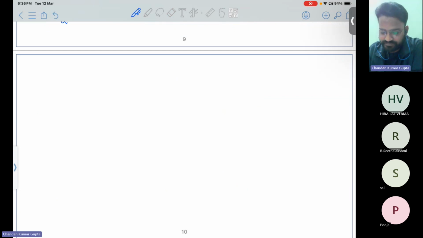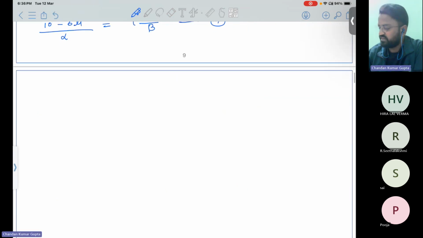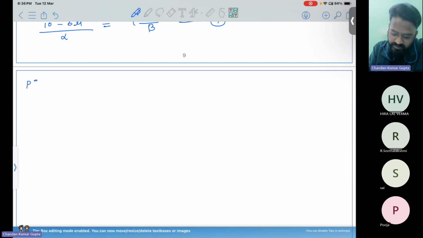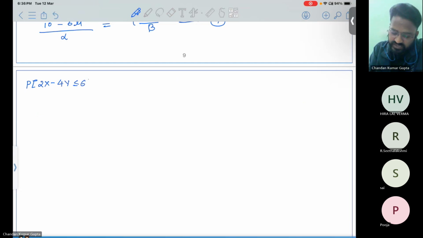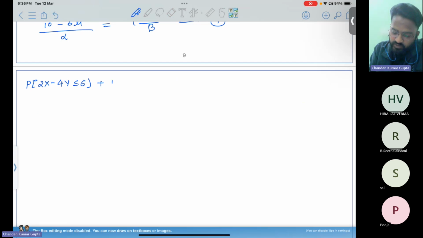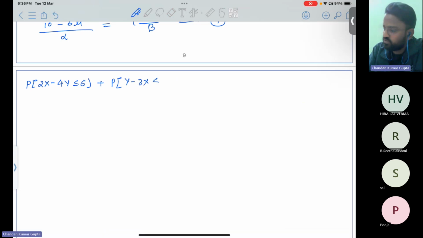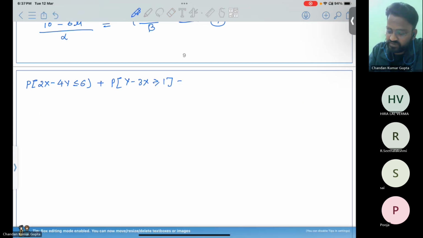Let's try. It is given like 2x minus 4y. Probability that 2x minus 4y is less than or equal to 6, plus probability that y minus 3x is greater than or equal to 1, equal to 1. We use the same logic.